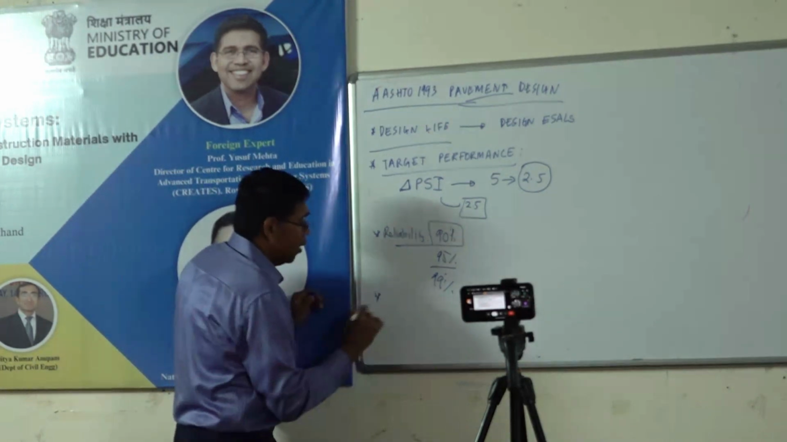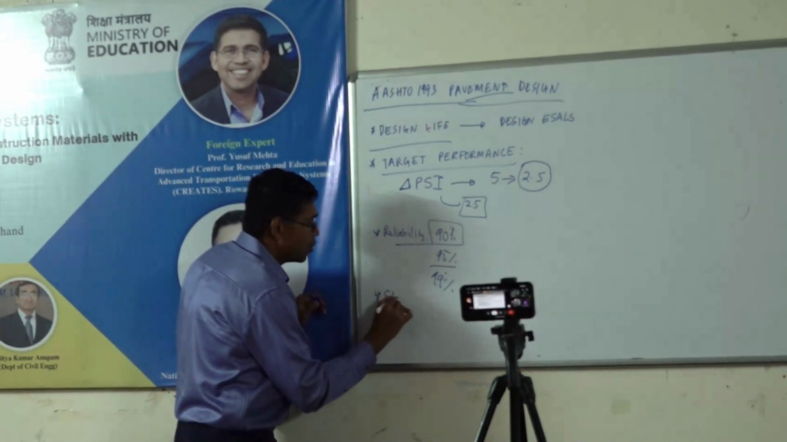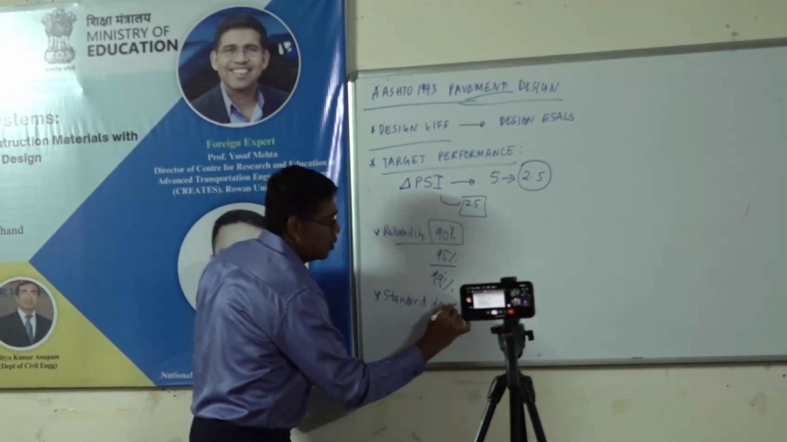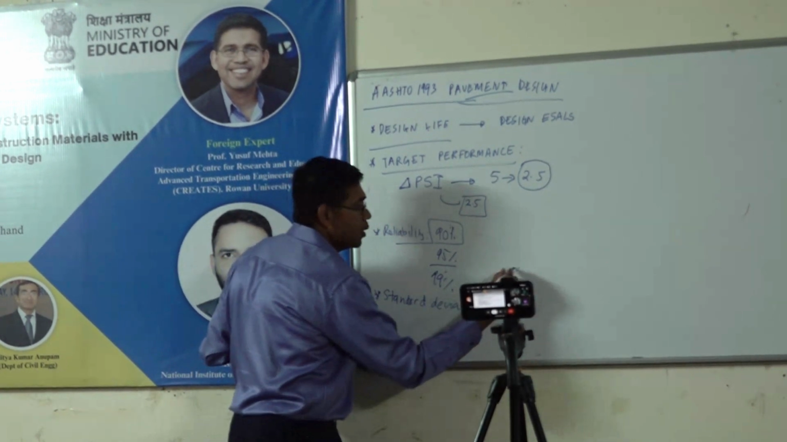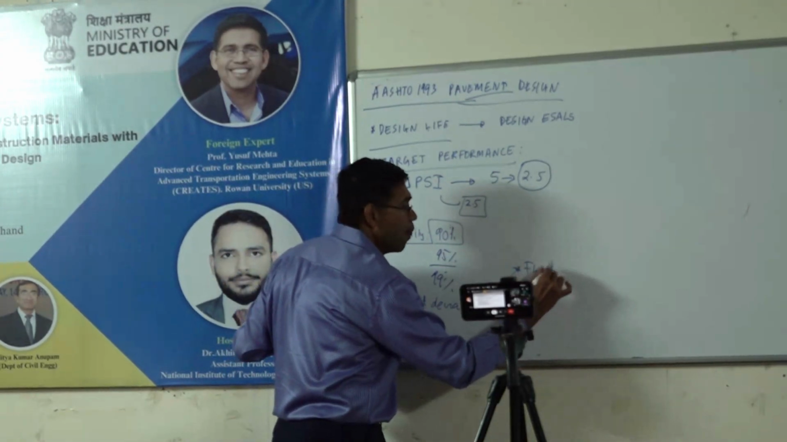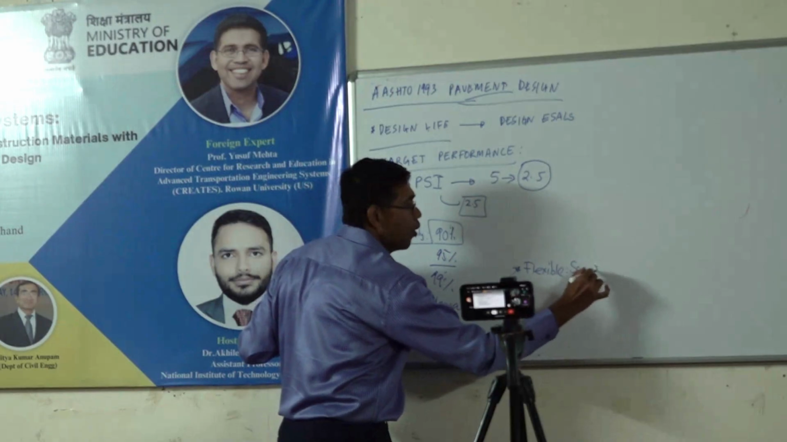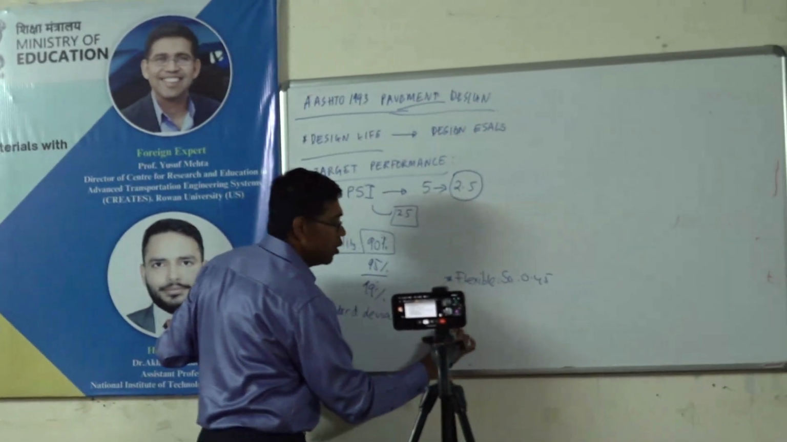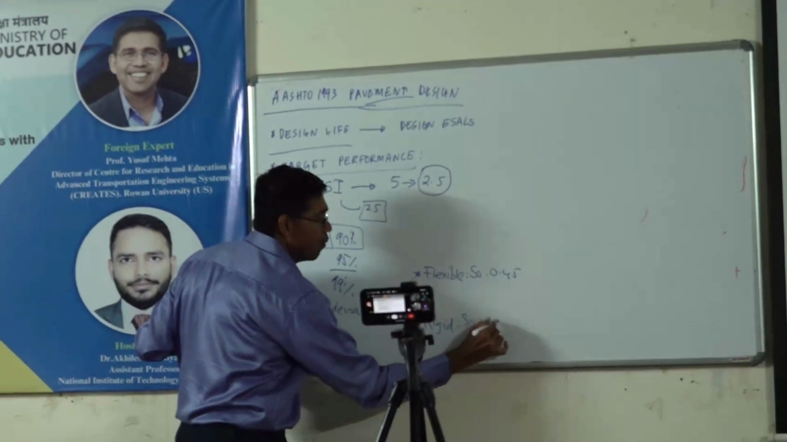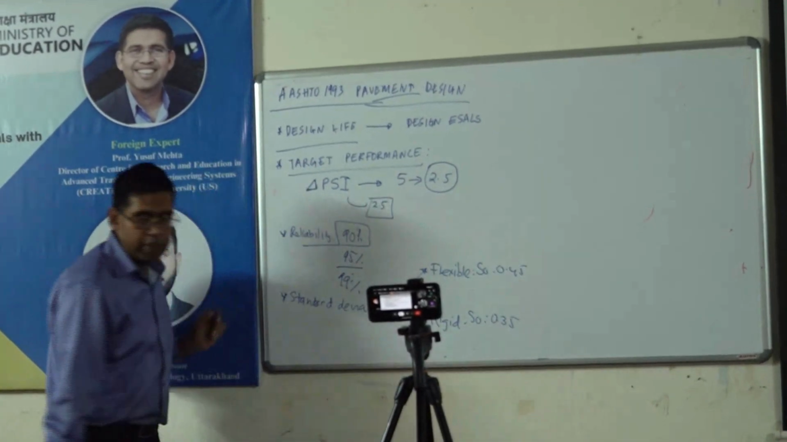Next is standard deviation. And there are two numbers, right? Flexible, S0 is 0.45, rigid, S0 is 0.35. I'll explain what that means.